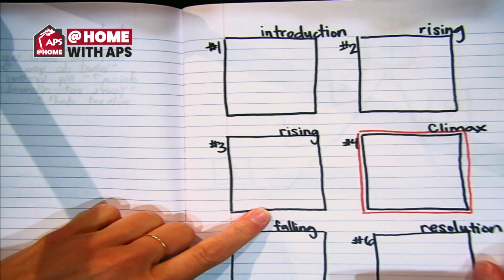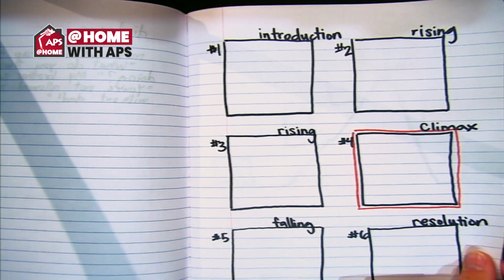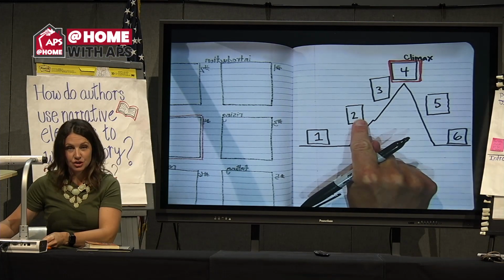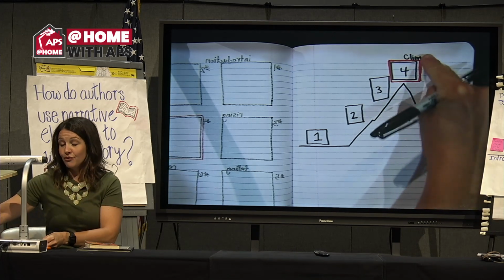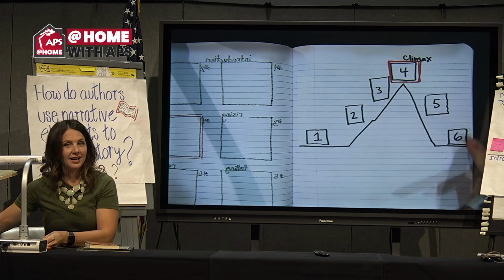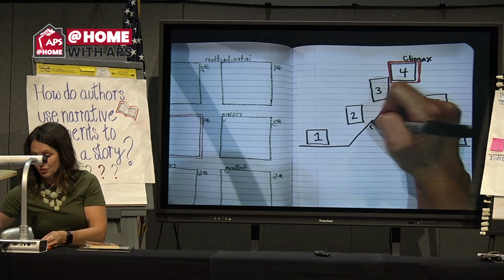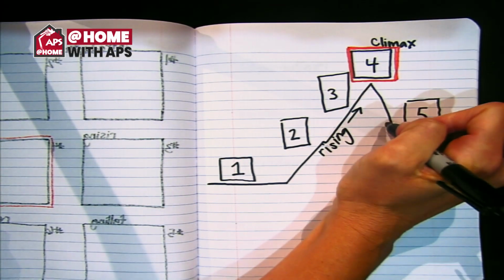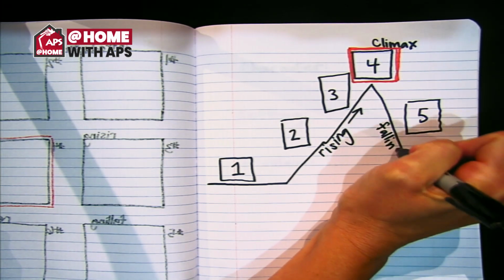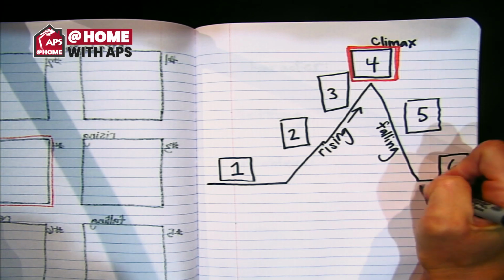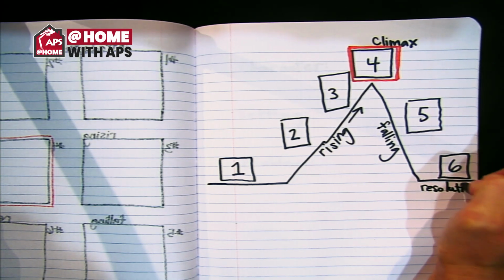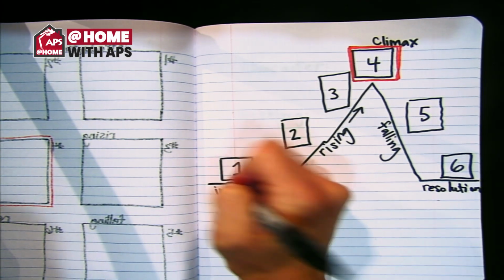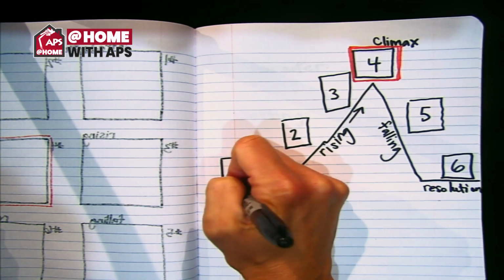I wanted to connect these boxes to a visual for you. Scene 1, scene 2, 3, 4, 5, and 6. Scenes 2 and 3 are rising up, and scene 5 is falling. Scene 6 is my resolution, and scene 1 is my introduction that gives all the background information.